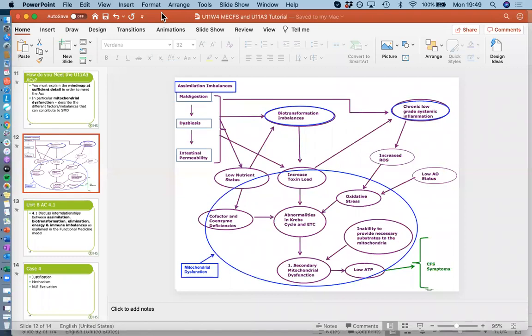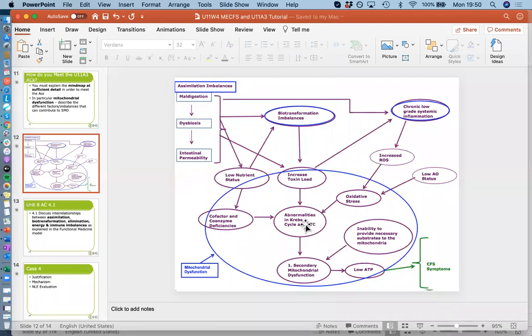If you look on the mind map, you talk about abnormality in the Krebs cycle and electron transport chain, so you've got to explain what the abnormality is. Yeah, you can say there can be imbalances in the specific enzymes. If you were to say there could be abnormalities in the Krebs cycle and electron transport chain, and these are the factors that can contribute to it, that would still be enough to pass.